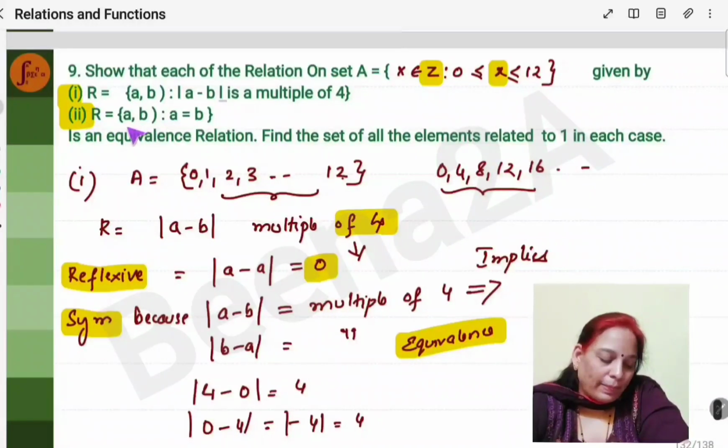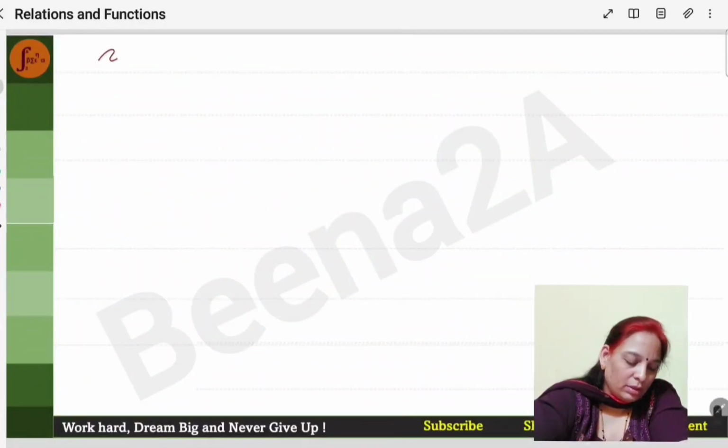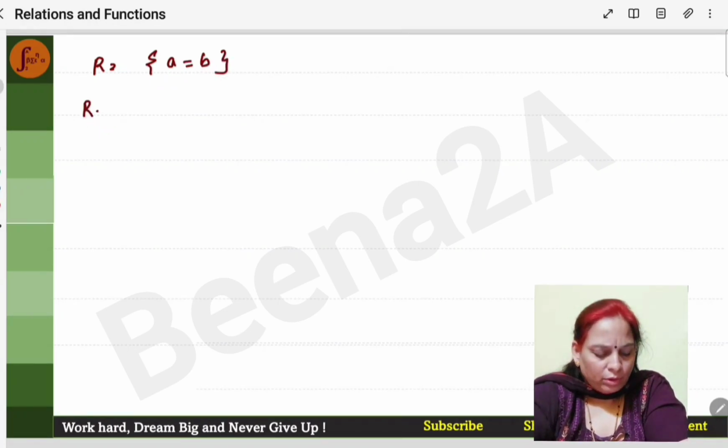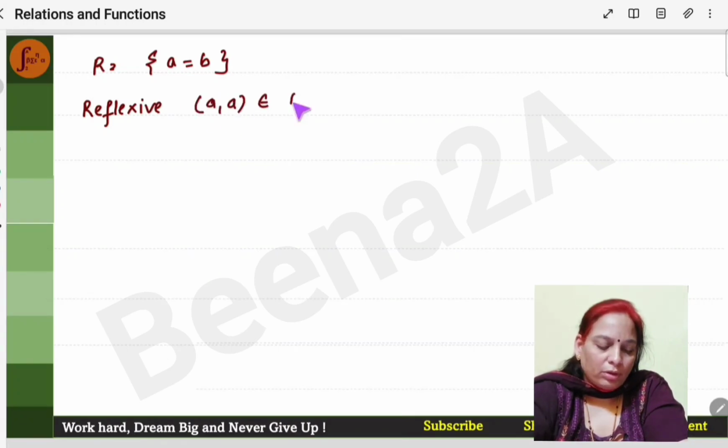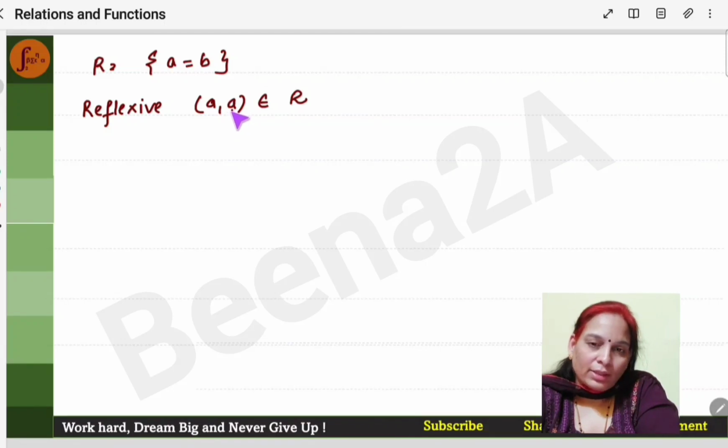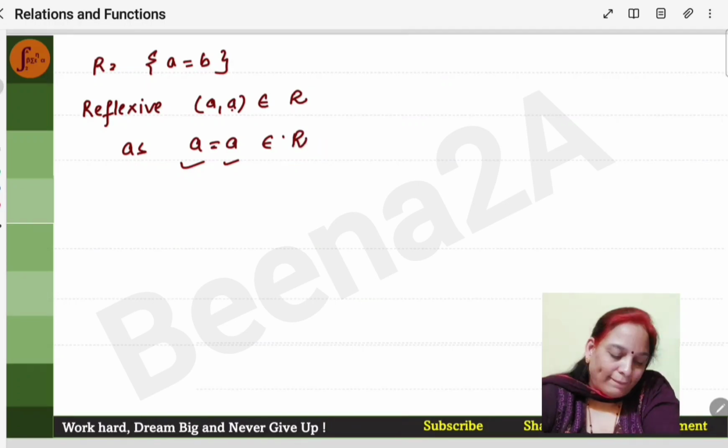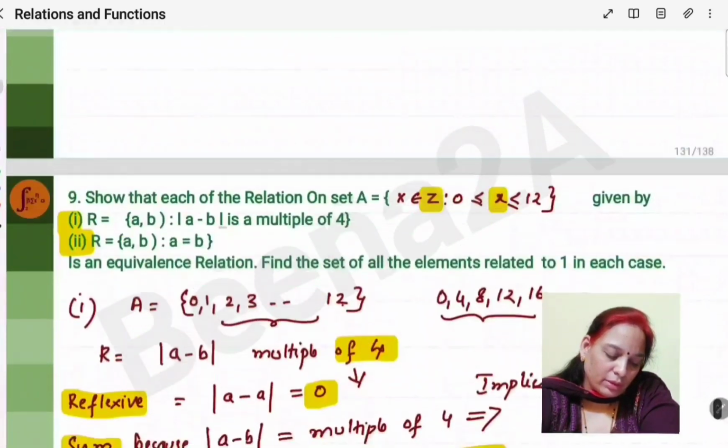Now we'll go to the second case. A is equal to B. The relation is A is equal to B. Now for reflexive, it should be A comma A belongs to R. In place of B, I have put A itself. So can I say A is equal to A? Right? Since A is equal to A, we can say it is reflexive. It is reflexive as A is equal to A, and this belongs to R. This is for every element A belonging to set A. We have been given set A.